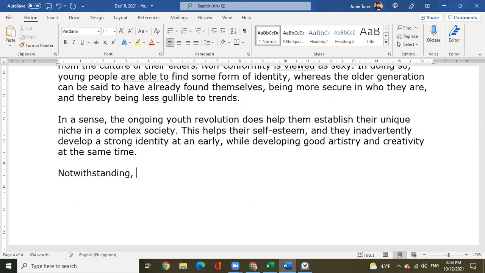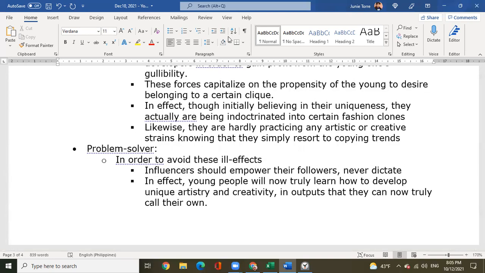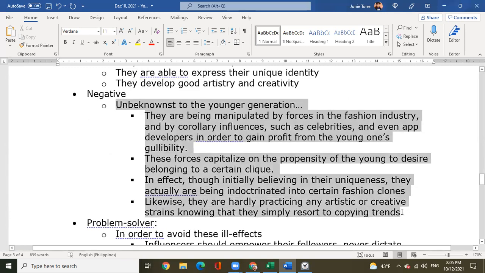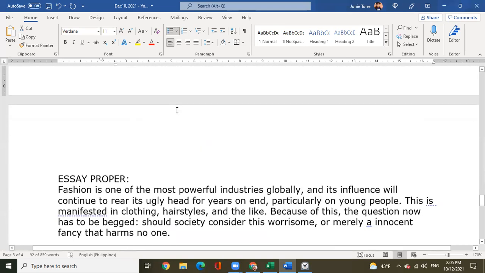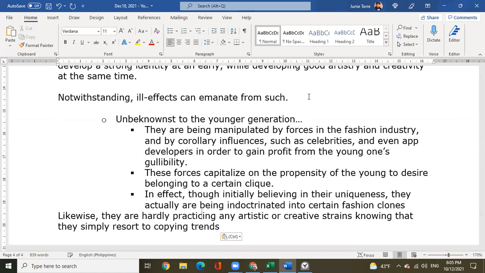Notwithstanding, ill effects can emanate from such. Okay, so we're going to the ill effects. We have the outline there, unbeknownst. Unbeknownst. Ooh, I love that word. Unbeknownst. Ooh, let's use that in speaking.